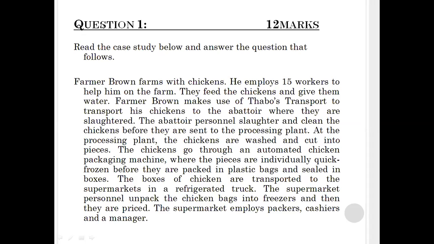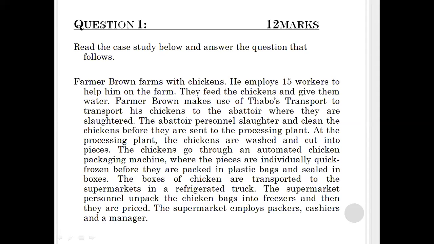Farmer Brown farms with chickens. He employs 15 workers to help him on the farm. They feed the chickens and give them water. Farmer Brown makes use of Tabo's transport to transport his chickens to the abattoir where they are slaughtered. The abattoir personnel slaughter and clean the chickens before they are sent to the processing plant. At the processing plant, the chickens are washed and cut into pieces. The chickens go through an automated chicken packaging machine where the pieces are individually quick frozen before they are packed in plastic bags and sealed in boxes.